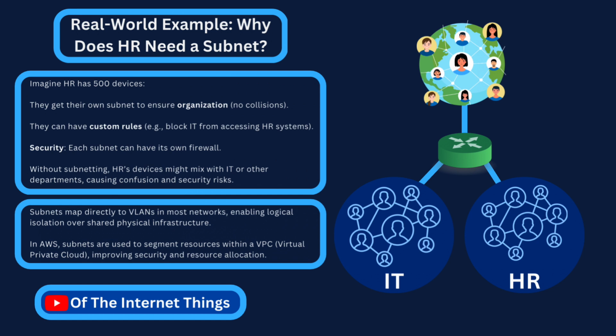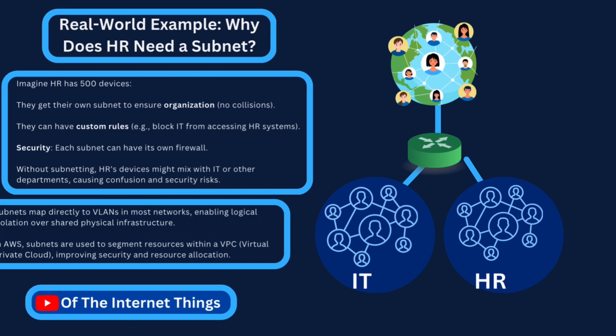Subnets map directly to VLANs in most networks, enabling logical isolation over shared physical infrastructure. In AWS, subnets are used to segment resources within a VPC, virtual private cloud, improving security and resource allocation.